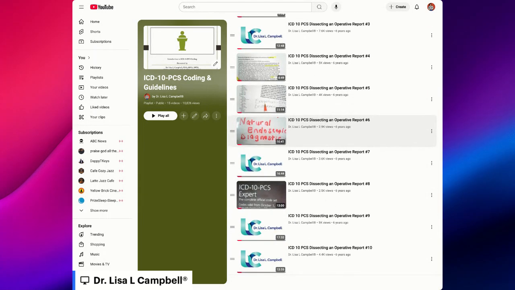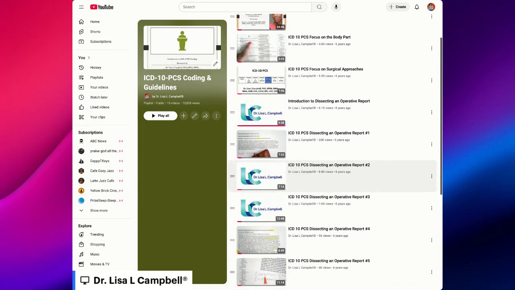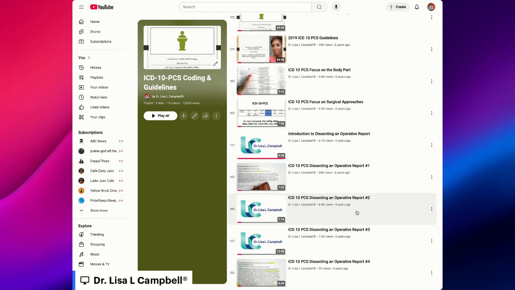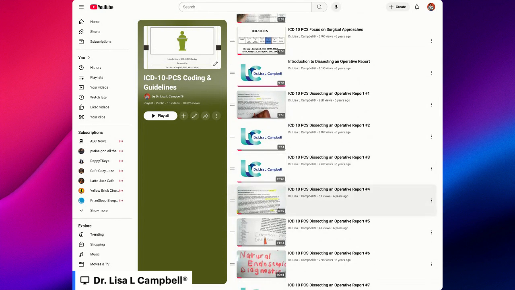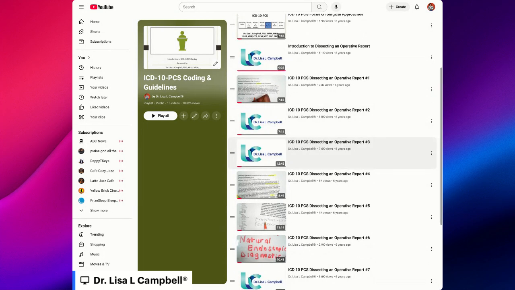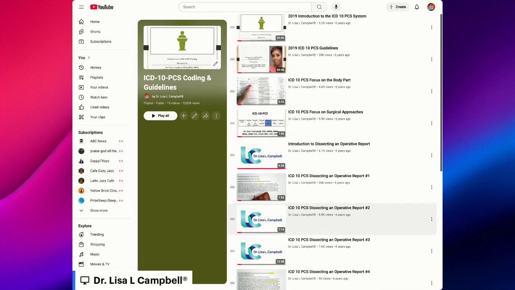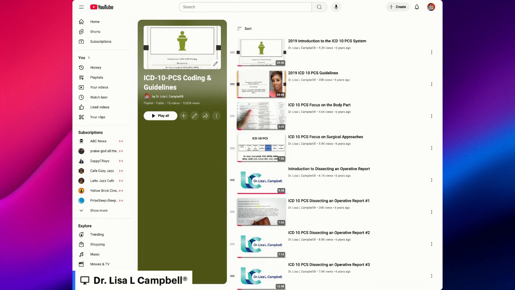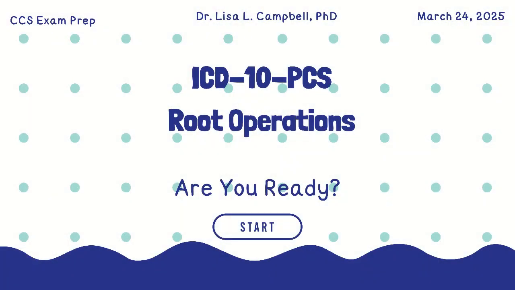So there are 10 videos on dissecting the operative report plus the introduction to the operative report. You see my hand in here, right? So I'm thumbing through the book. I am writing on the pages, highlighting, underlining, all the things. And so it's very important that you are doing that. So I want you to take the rest of the class now to do that, because that's going to be very important as we wrap up this journey.